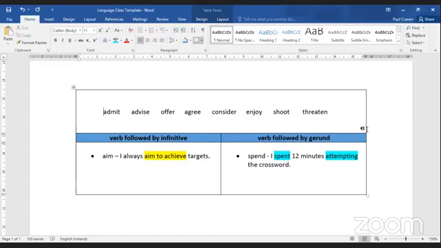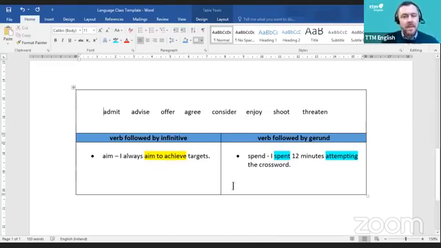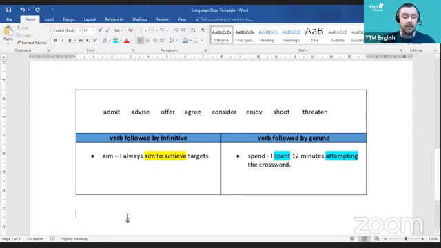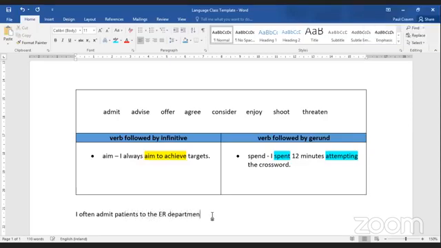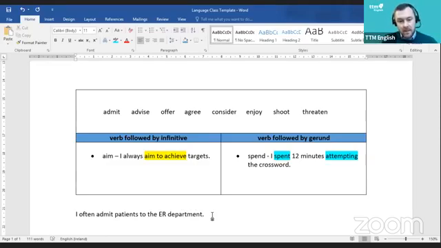I often admit patients to the ER. Okay, so now that's a bit different, isn't it? Because remember, what we're doing here is following what is called a verb pattern, and we have to choose: is it a gerund or is it an infinitive? If you said, I often admit patients to the ER department, well, that's a bit different because admit here is followed by a direct object, isn't it? And we're not looking for direct objects.